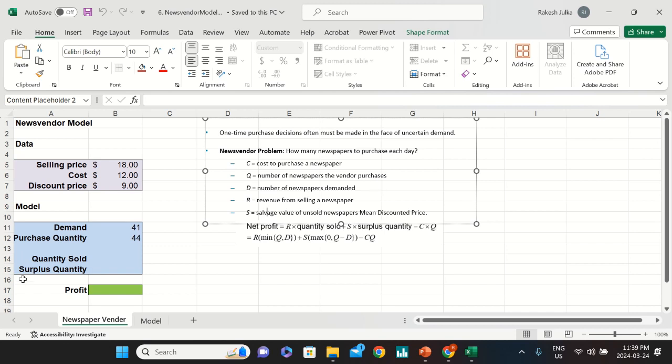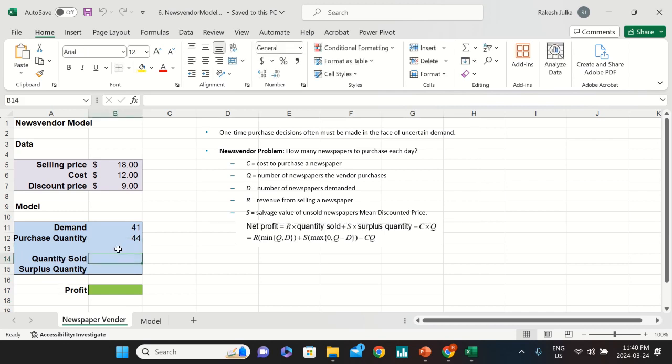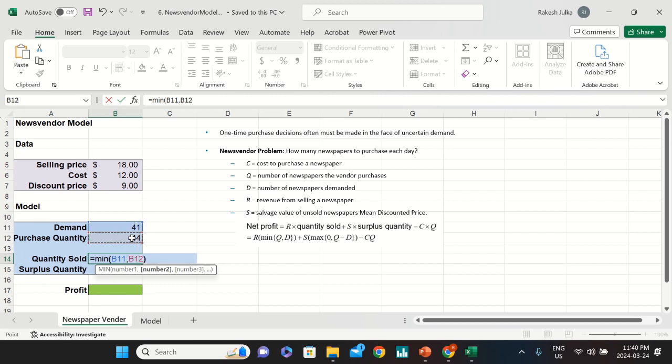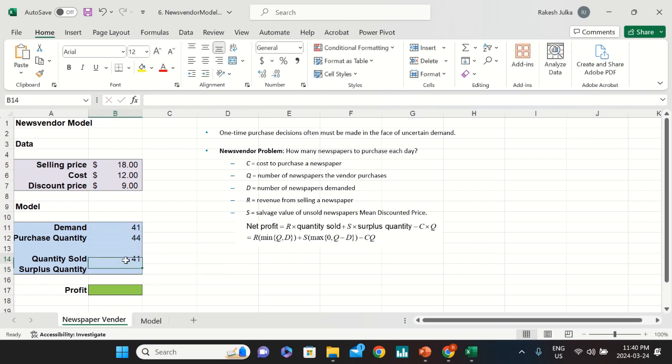In this model, first of all, I need to calculate the quantity sold. If the quantity demanded is 41 and the purchase quantity is 44, what does it mean? It means that a maximum of 44 can be sold, but today the demand was 41. So 41 was sold, the minimum of these two. So I want to calculate quantity sold with the Microsoft Excel formula MIN of this and this. Whatever the minimum is, that is going to be calculated here.